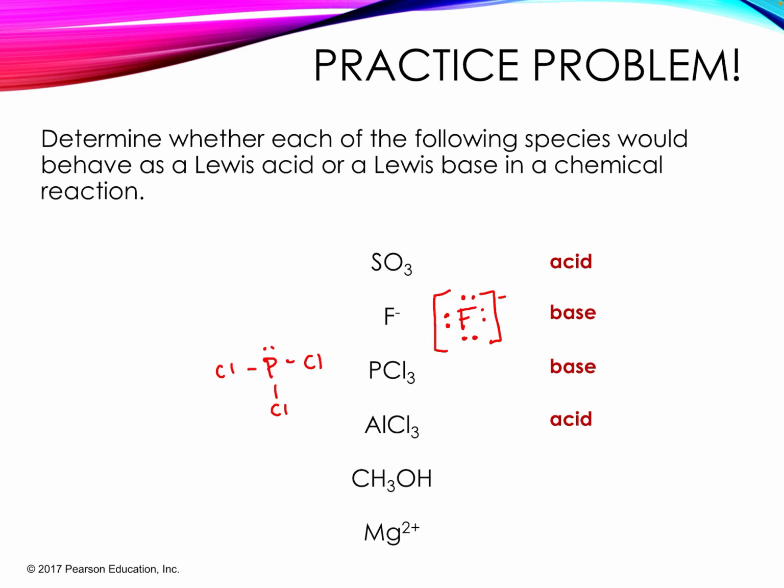Aluminum chloride is going to act as a Lewis acid because if we were to put aluminum chloride into water, it will break into Al3+, so it would be a small, highly charged cation. So that will act as a Lewis acid and accept some electrons. Methanol will act as a Lewis base because of the lone pairs on the oxygen. That oxygen can donate its lone pairs to something and act as a Lewis base. And then our magnesium will act as a Lewis acid because it's a small, fairly highly charged metal.